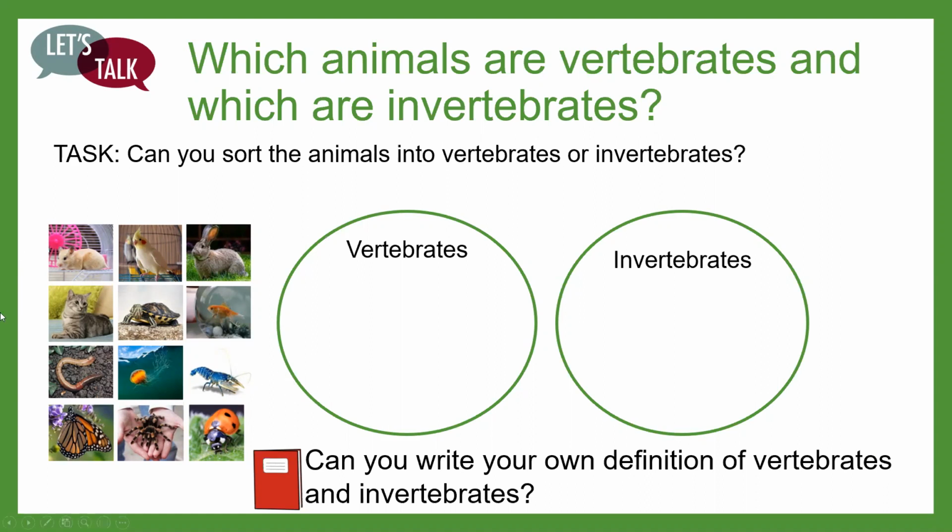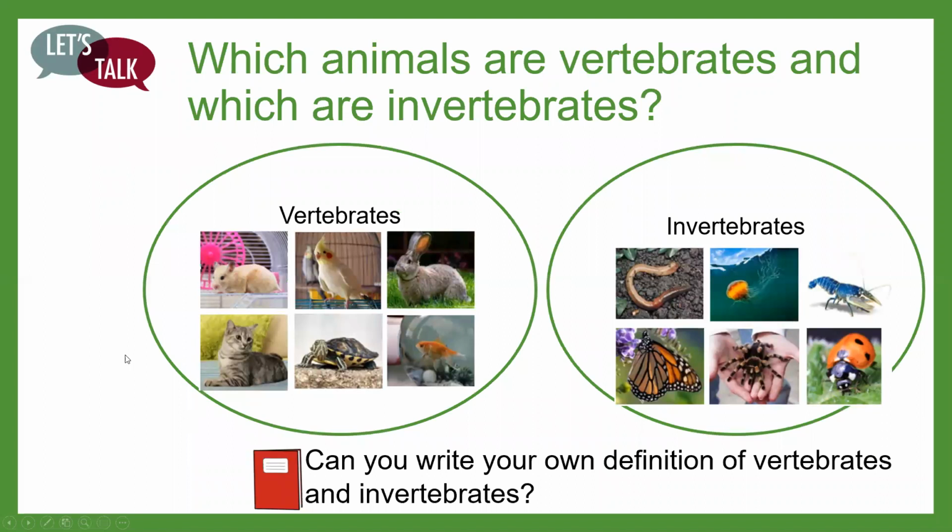Well done, children, for sorting out the pictures. Let's go through the answers now. You can check to see if you've got them right. Here, I've sorted the animals into vertebrates and invertebrates. I've worked out which ones have got a spine and which ones don't. I hope you all got the same answers as me.